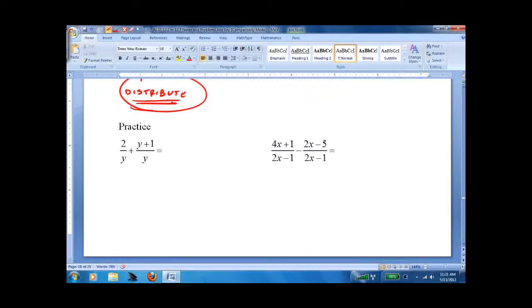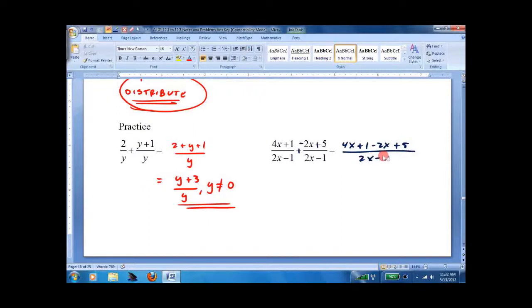Pause the recording and try these 2 on your own. So I'm going to do them very quickly. Don't forget your excluded values. Distribute the negative. I distributed it twice there, which is wrong. 4x minus 2x is 2x. 1 plus 5 is 6.